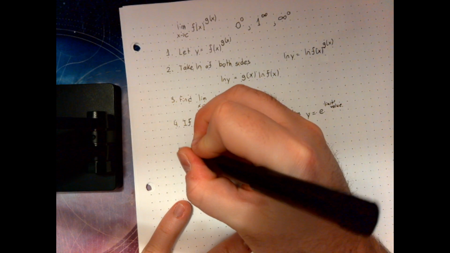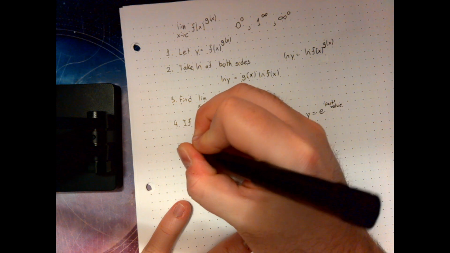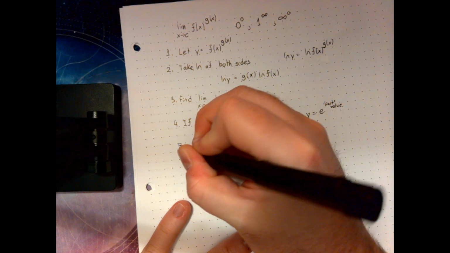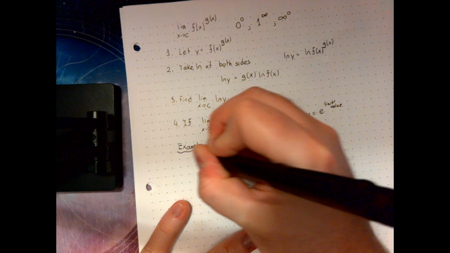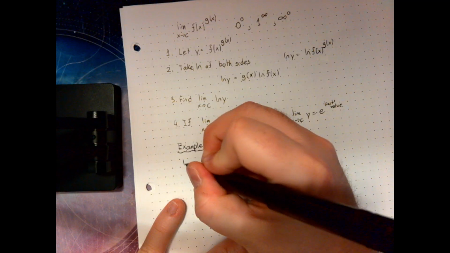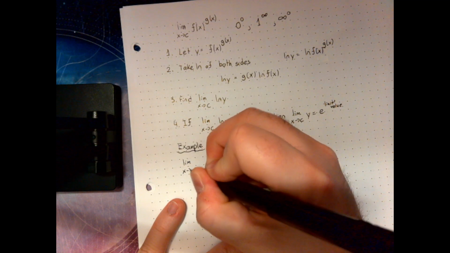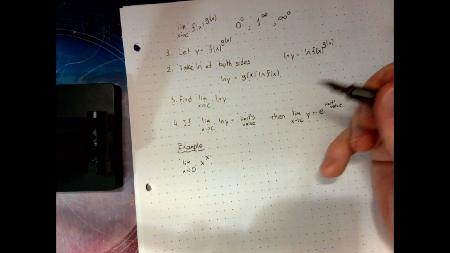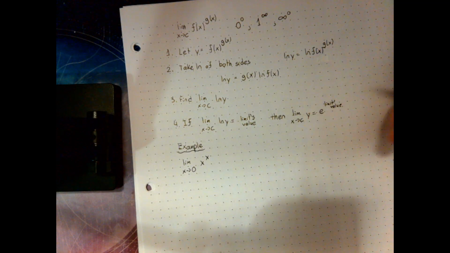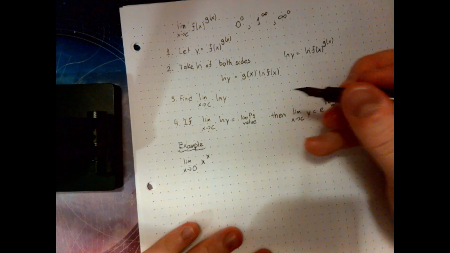Okay, so again, I'm just revisiting this example. So our example, oh, let's see, am I out of ink? No, I'm all right. So my example was the limit as x approaches 0 of x to the power of x. And obviously, if I just go straight for direct substitution, I just get 0 to the power of 0. So I'm going to run through these steps.